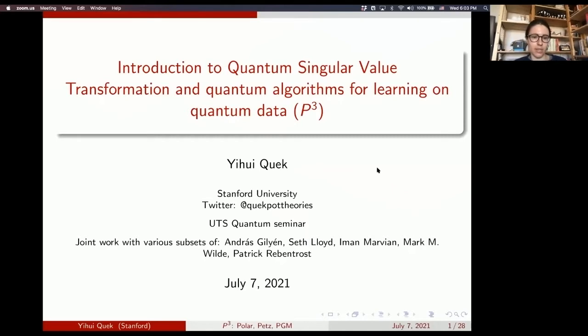Yihui is a PhD student at Stanford, and today she will tell us about quantum singular value transformation and how it can be applied for learning.